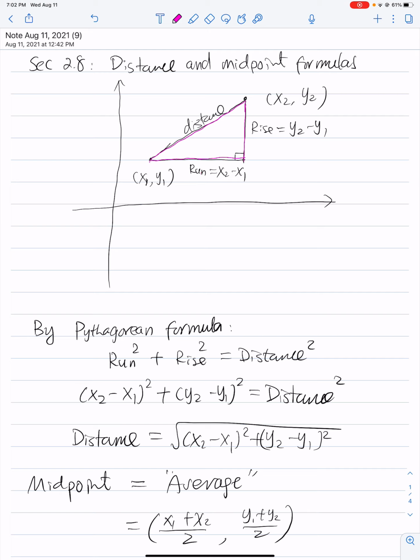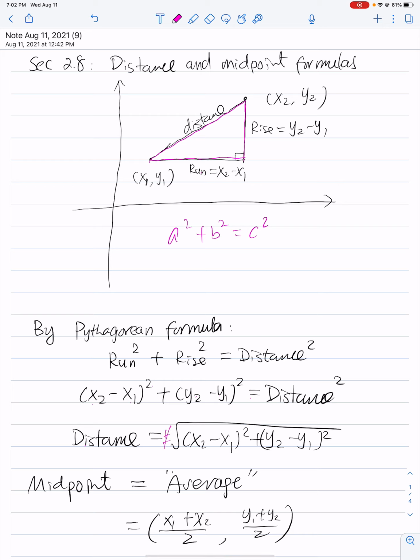The squares of the two legs added together will be the hypotenuse squared. So it's the famous a squared plus b squared equals c squared. Similarly here, it will be run squared plus rise squared equals distance squared. So we have x2 minus x1 squared plus y2 minus y1 squared equals distance squared. So the distance will be the square root. Why don't we need plus or minus here?